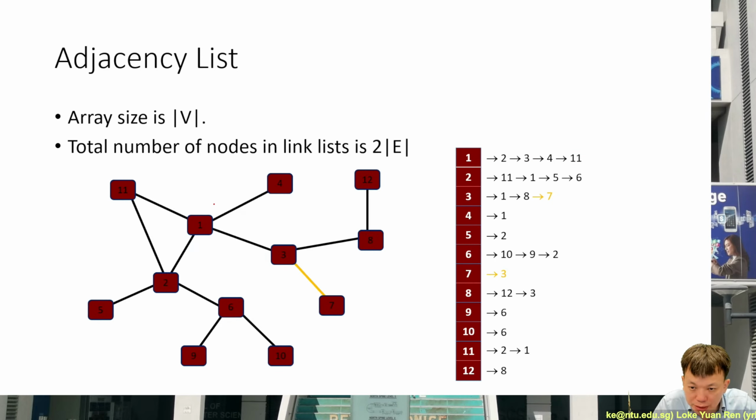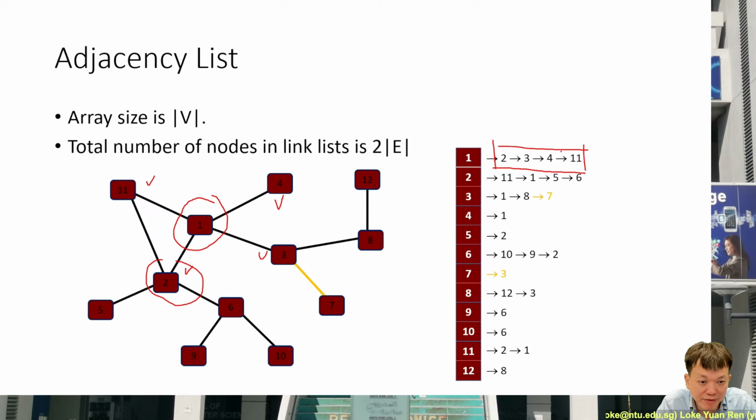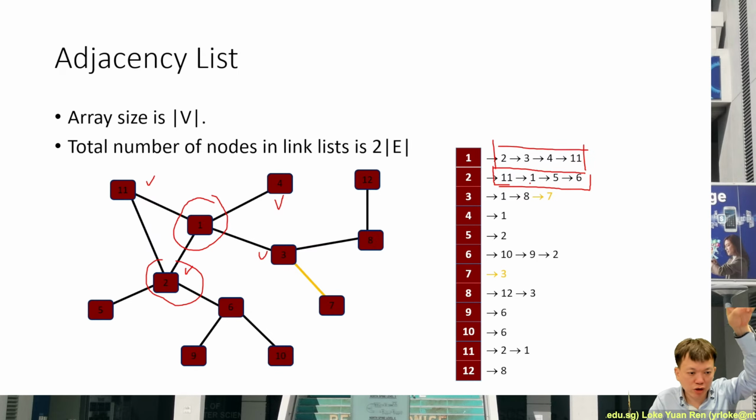Just like in the example, maybe 1 is adjacent to 11, 2, 3, 4. So you can see that 2, 3, 4, 11 will be stored in this linked list. For 2, we have 1, 5, 6, 11, and they will be stored in its linked list. So when you have 12 vertices, you have 12 linked lists to store. Each of them stores all the adjacent nodes of that particular vertex.